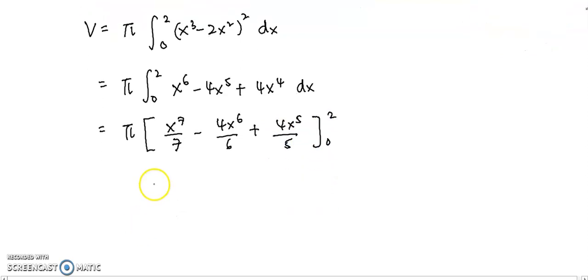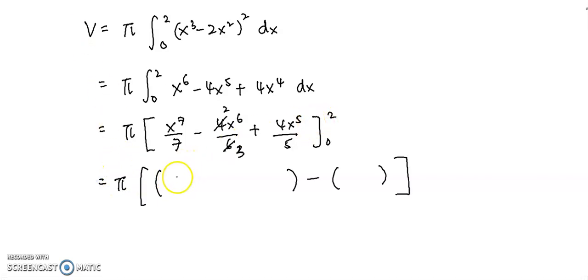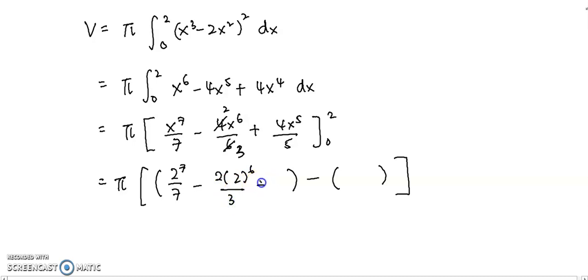Now you need to simplify whatever can be simplified first, and then put in the value of the upper limit. Just plug in the upper limit. That is 2 to the power of 7 over 7, minus 2 times 2 to the power of 6 over 3, plus 4 times 2 to the power of 5 over 5. And substitute the 0; here you will get all 0. Finally, you get 1.219 pi, in cubic units.